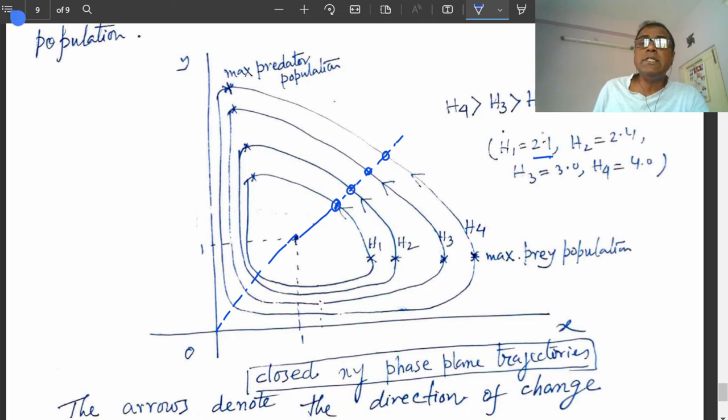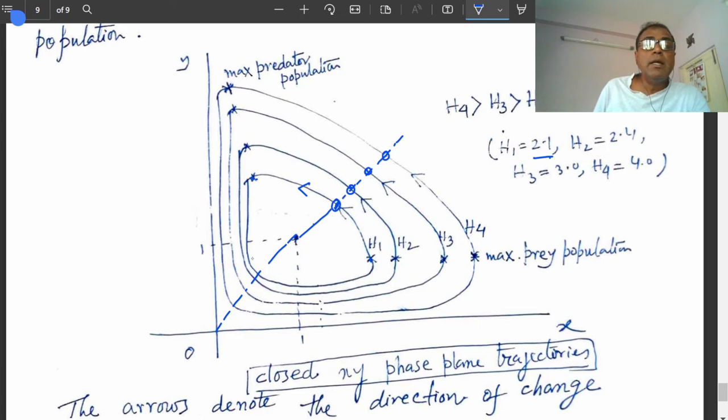Because for this c0 equal to 2.1, we get from equation 4 and this equation, the arrow indicates that with increasing time parameter tau, the motion is in this anticlockwise direction. So from this closed trajectory we get this point. At this point the prey density is the maximum prey density on this closed curve, and at this point the predator density is maximum.